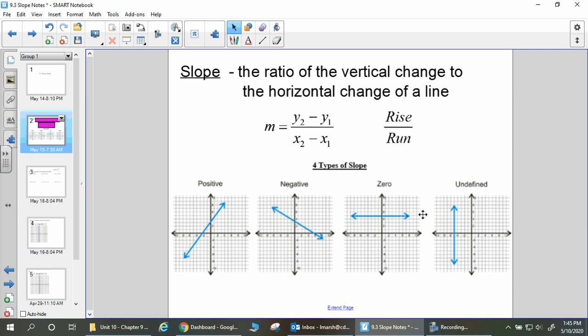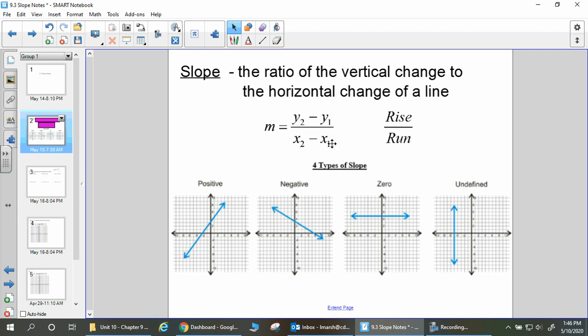It would be like if you were trying to stand on a skateboard, right? You'd be trying to go up the hill, you'd be trying to go down the hill. Here you'd just be standing flat. So there's zero slope. You wouldn't be going anywhere. And undefined, you'd be falling, right? This is sort of like a cliff and you couldn't stand on it at all. So if you can't stand on it at all, that's an undefined slope, okay? And that's a perfectly straight up and down line.